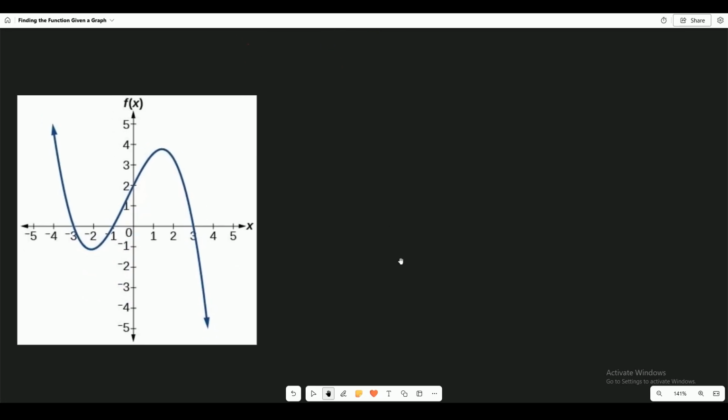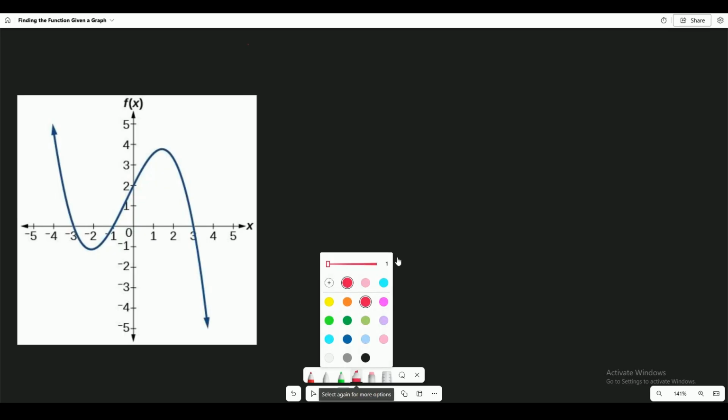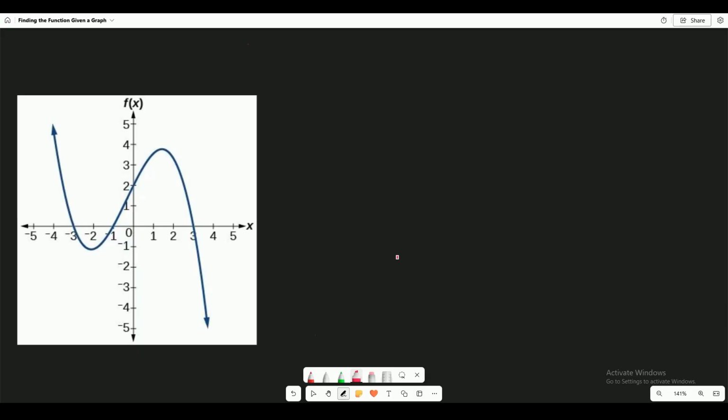Here I have, how many roots do we have to choose from? I'm going to highlight them so we can see them. Let's do it in red. We have one root there, one root there, and one root there. So we're looking at a minimum of a third degree polynomial, right? Because we're given 3 roots.